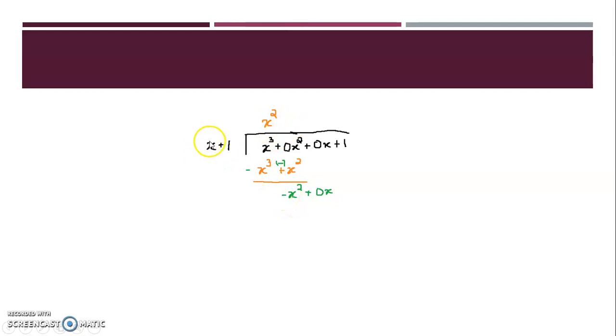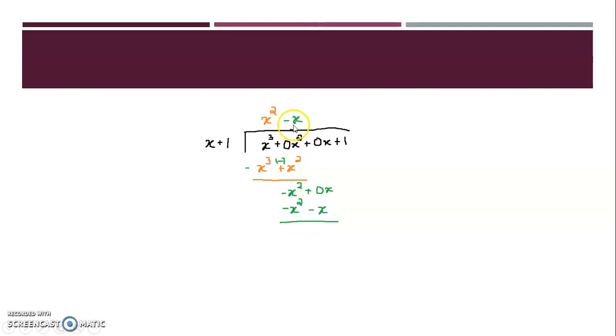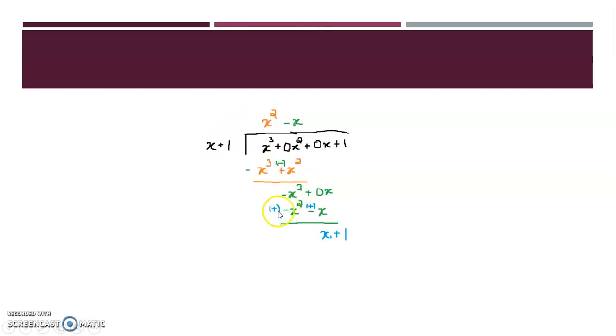So what into x would give us minus x square? So that is our next question. What will give us minus x? So minus x into x will give us minus x square. Minus x into plus 1 will give us minus x. So for subtracting, this becomes plus x square, this becomes plus x, and both of these will cancel, they become 0. Now we have plus x and 0x.